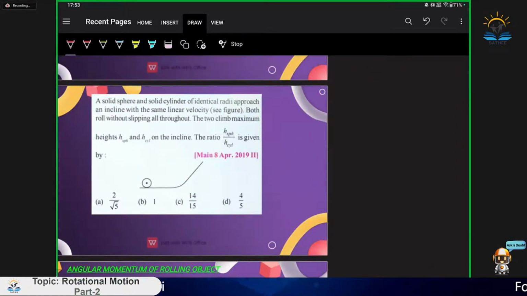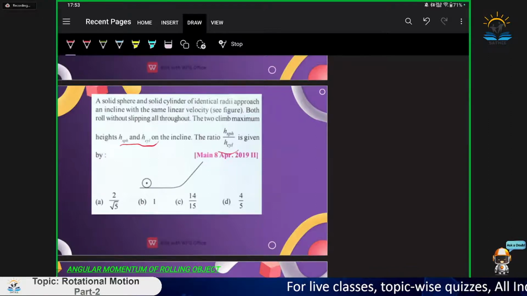A solid sphere and solid cylinder of identical radii approach an incline with the same linear velocity, both roll without slipping all throughout. The two climb heights h sphere and h cylinder on the incline. The ratio of h sphere by h cylinder. Okay, simple. It's a very simple question.